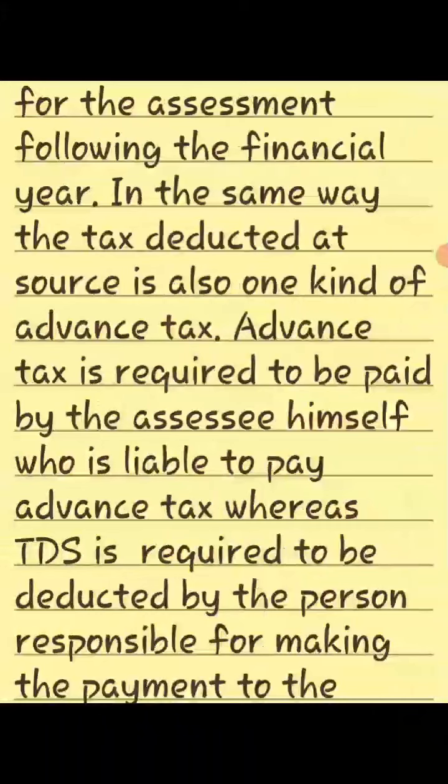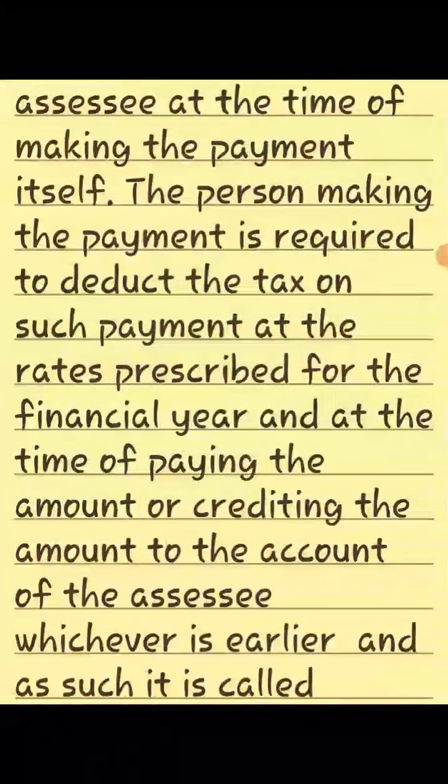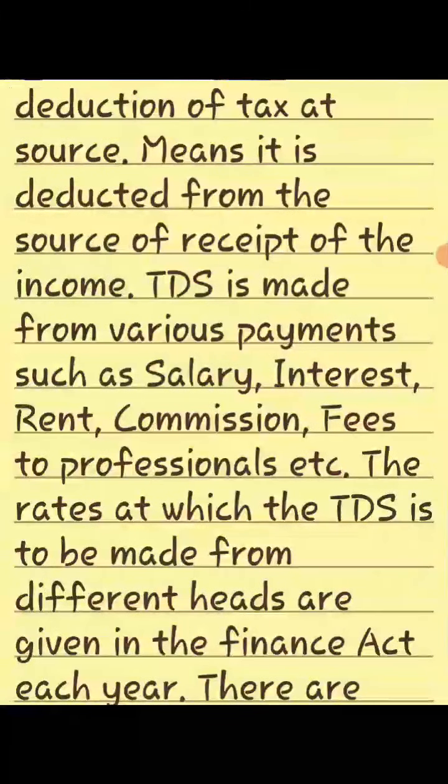Advance tax is required to be paid by the assessee himself, who is liable to pay it, whereas TDS is required to be deducted by the person responsible for making the payment to the assessee at the time of making the payment itself. The person making the payment is required to deduct the tax at the rates prescribed for the financial year, at the time of paying the amount or crediting it to the account of the assessee, whichever is earlier, and as such it is called deduction of tax at source. It means it is deducted from the source of receipts of income.